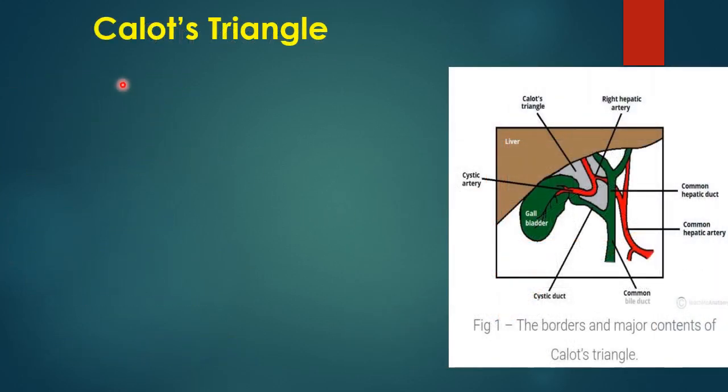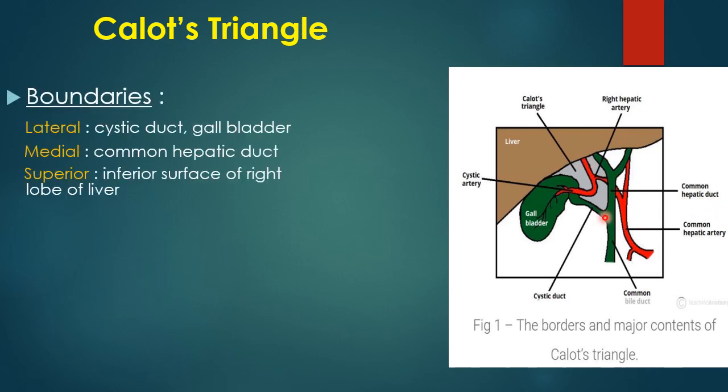The next anatomy of surgical importance is the Calot's triangle, which is the grey shaded area in this diagram here. Okay, it has a lateral boundary, the gallbladder and the cystic duct. The medial boundary is the common hepatic duct and at times the right hepatic duct. And the superior border is the inferior surface of the liver.